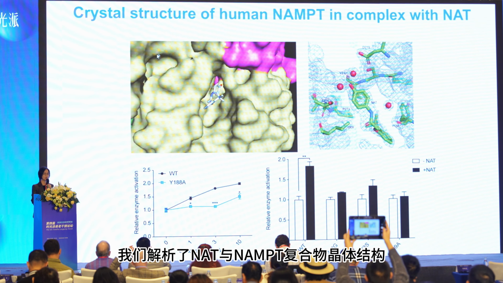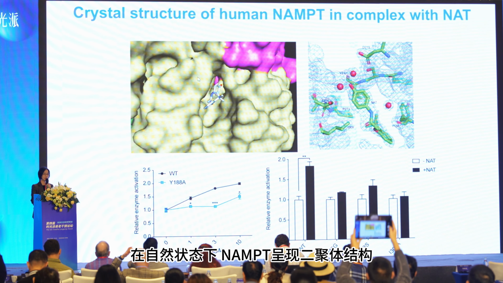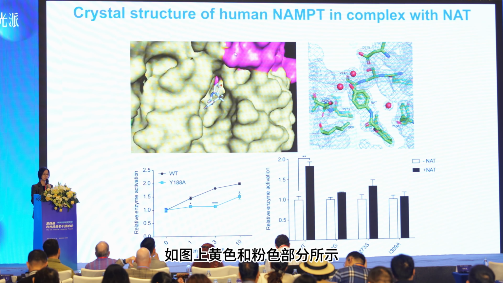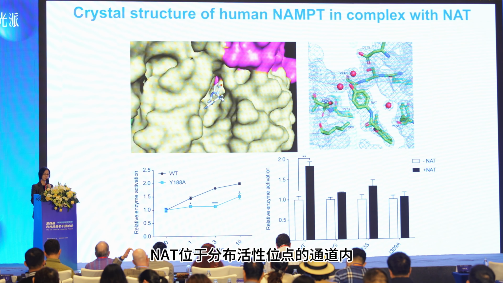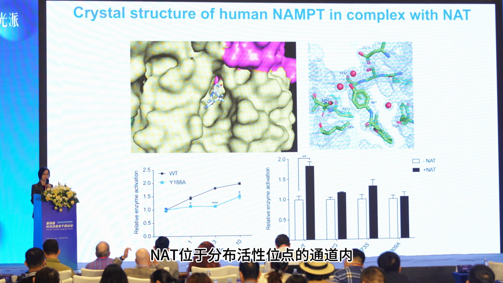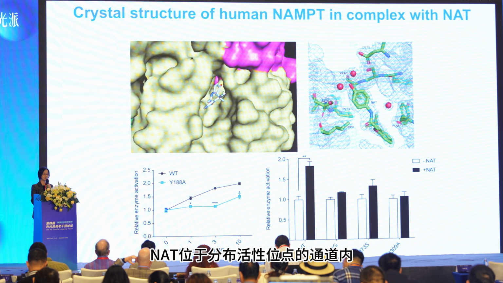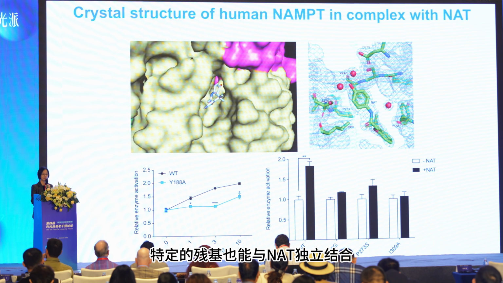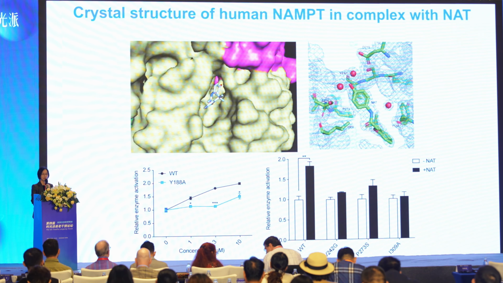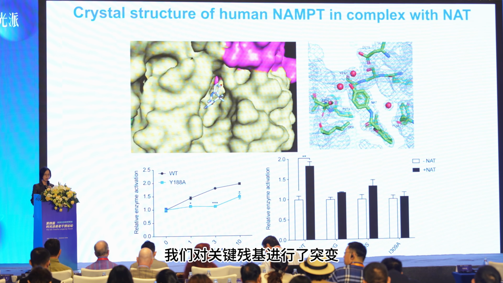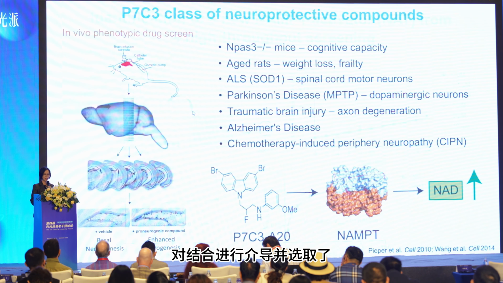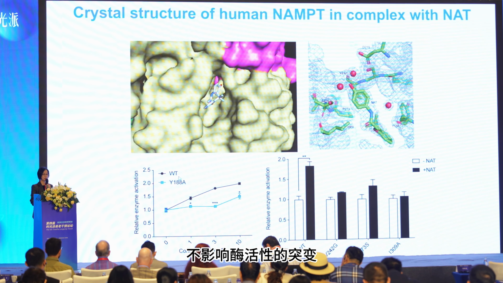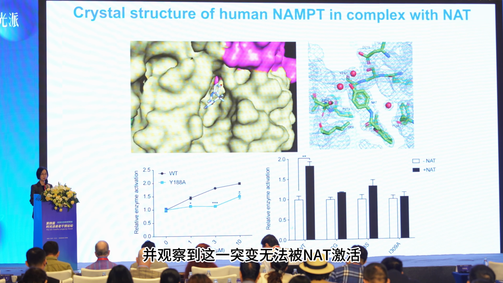We solved the crystal structure of NAMPT in complex with NAD. The native NAMPT is in a dimer formation, as shown here, the yellow and the pink. The NAD chemical actually sits at the tunnel, which is where the active site resides. NAD binds in a big binding pocket here, filled with water, and some residues can also independently bind to NAD. So we mutated these important residues that mediate the binding, and chose the mutations which don't affect enzyme activity. And we see this mutation is no longer able to be activated by NAD.